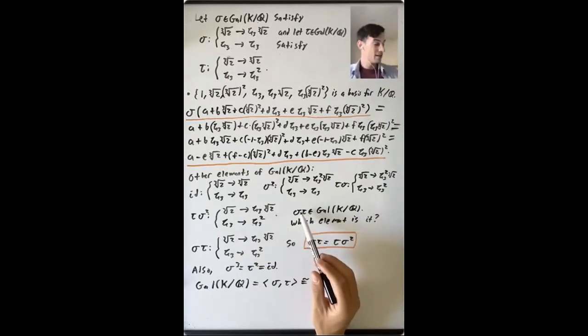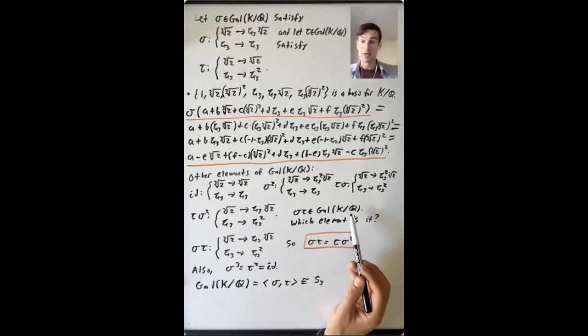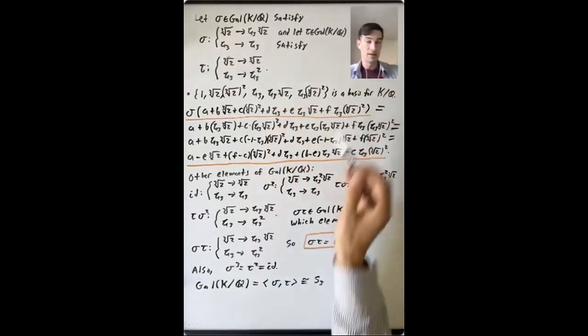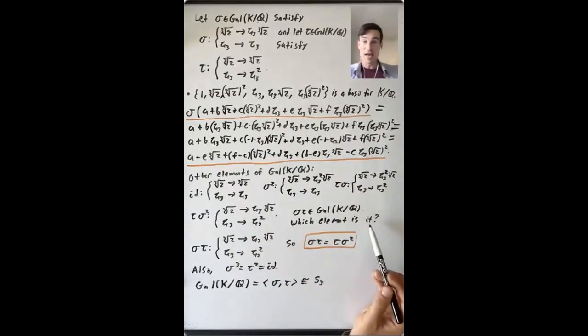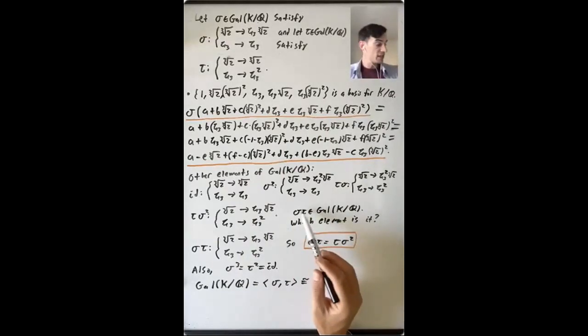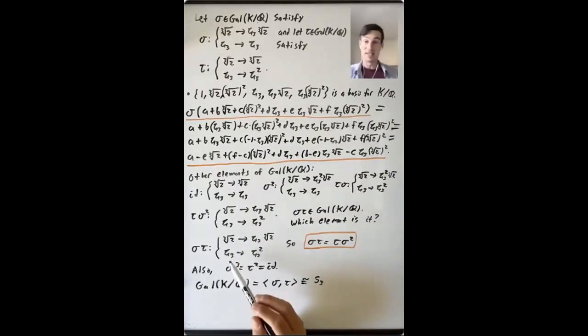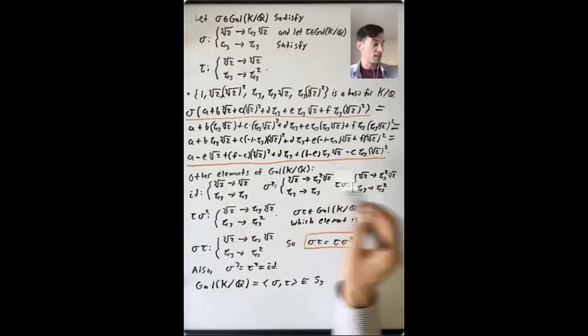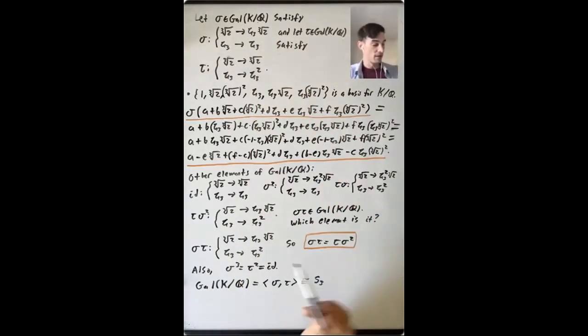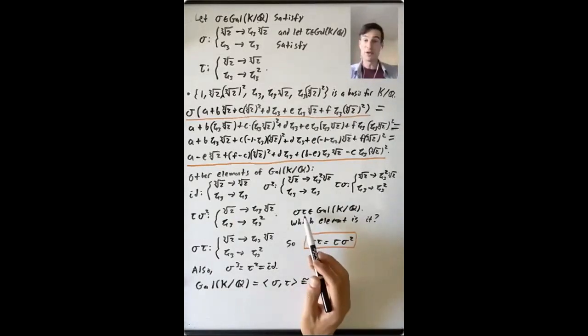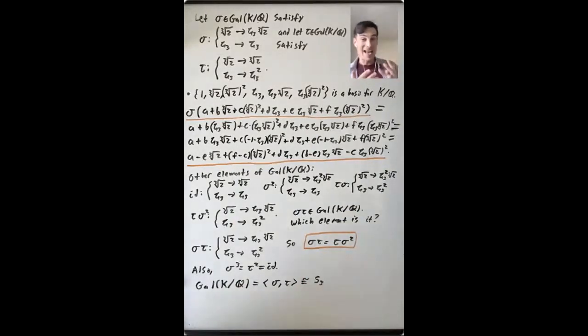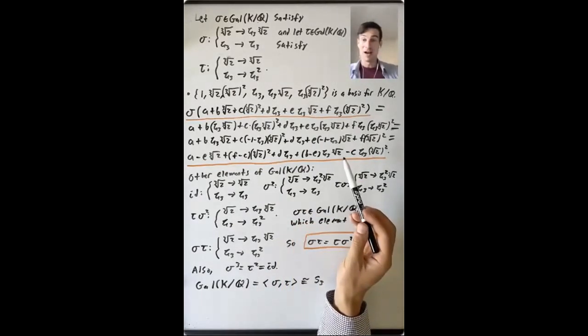And sigma times tau, this is some element of the Galois group. But which one is it? If you want to figure that out, you should just see what sigma tau does to cube root of 2 and what it does to zeta 3, and then see which of these 6 possibilities it matches up with. Because if you have 2 elements that do the same thing to cube root of 2 and to zeta 3, they do the same thing to any element of K.